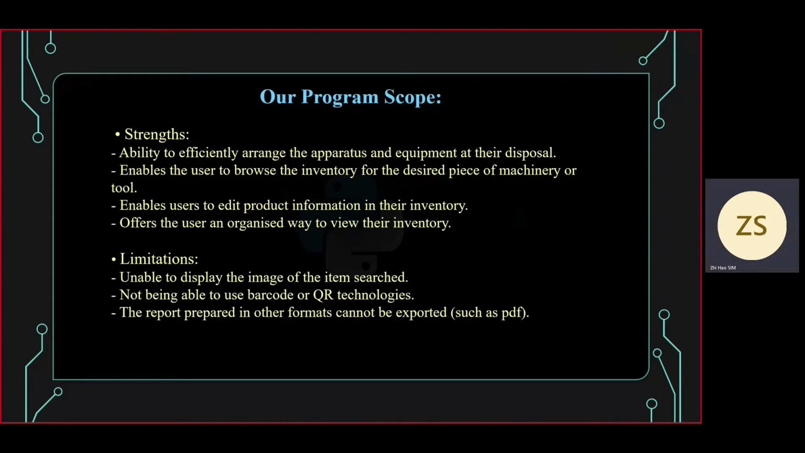Our program scope. The strength. First, ability to efficiently arrange the apparatus and equipment at their disposal. Second, enable the user to browse the inventory for the desired piece of machinery or tool. Third, enable the user to edit product information in the inventory. And the last one is offer the user an organized way to view the inventory.